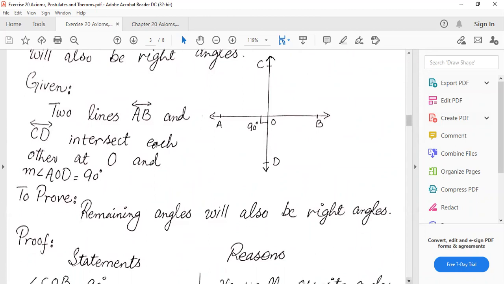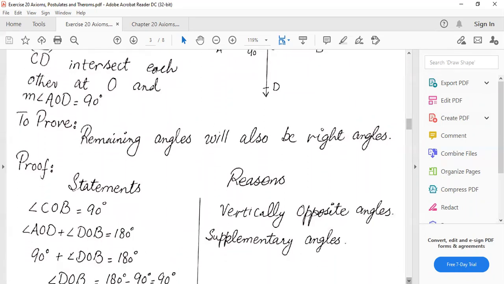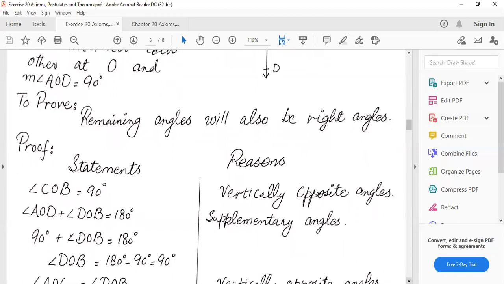Then for the proof, I will write statement and reason. COB is 90 degrees, vertically opposite angles. AOD plus DOB is equal to 180.